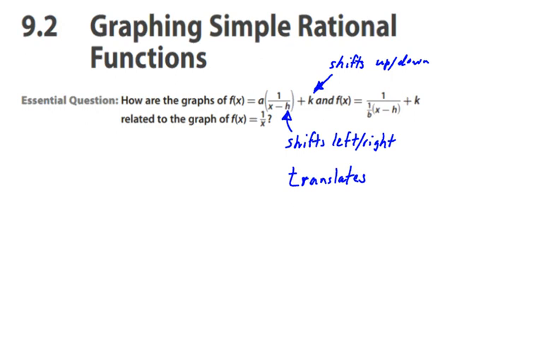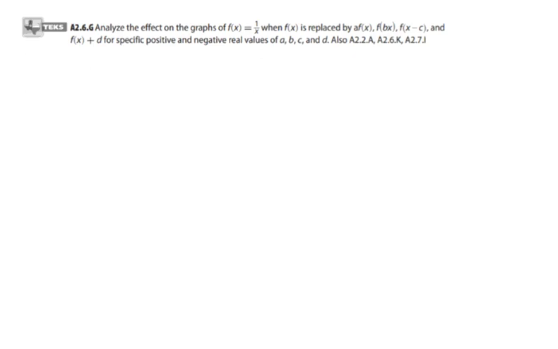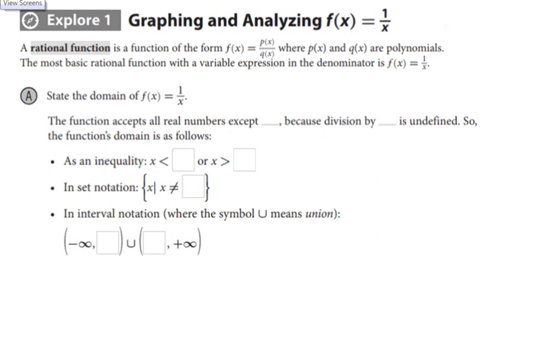Okay, let's go on here. We'll go over these problems, and I'm going to go some distance in here just to get a familiarity with what's going on. A rational function is a function of the form f(x) equals p of x over q of x, where p of x and q of x are polynomials. The most basic rational function with a variable expression in the denominator is f(x) equals 1 over x. Sometimes we call it the parent rational function.